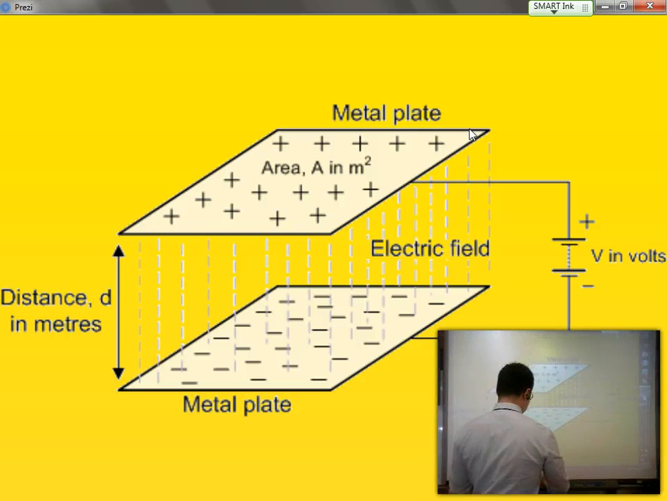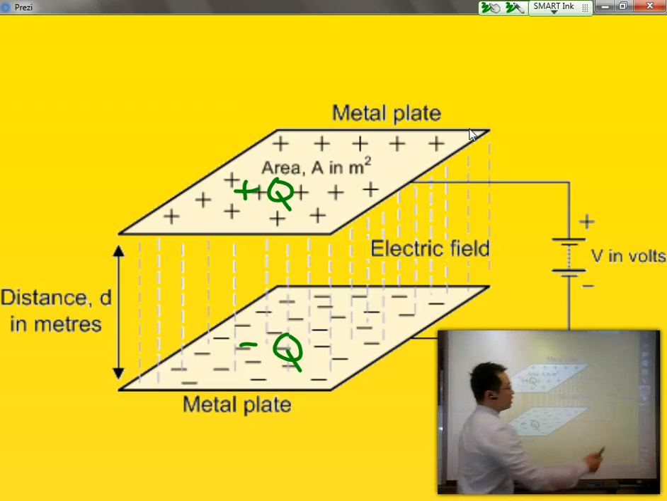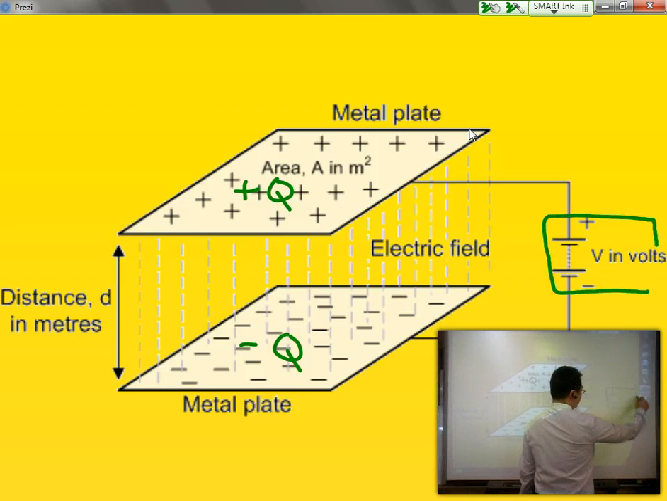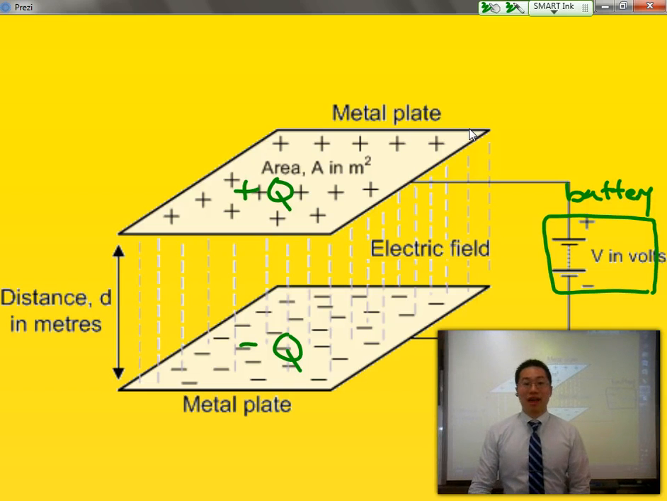We can see that the top plate, of course, is charged positive. The bottom plate is charged with a negative value. It's connected to some sort of battery source on the other side. And that battery source will create an electric potential, a positive electric potential on one side.